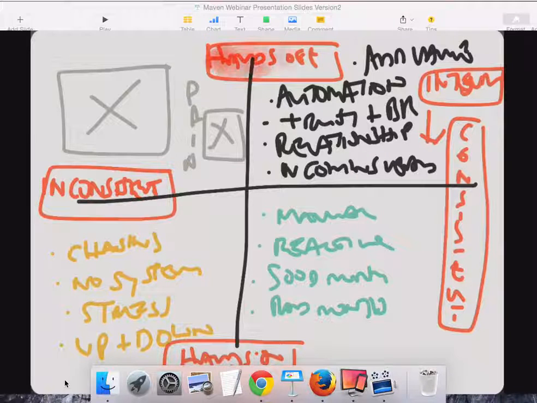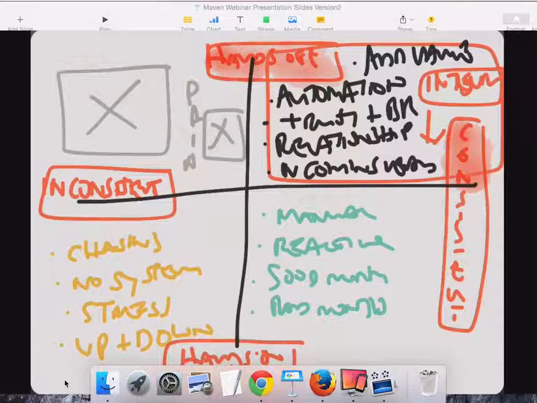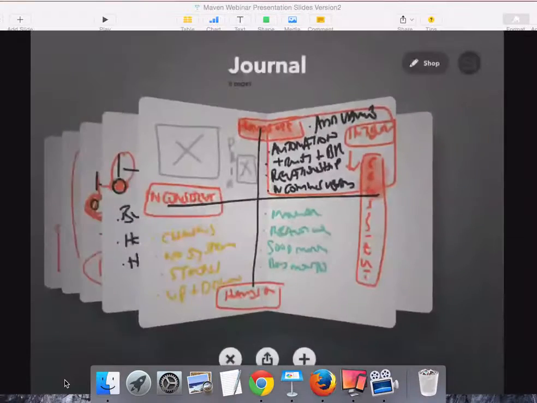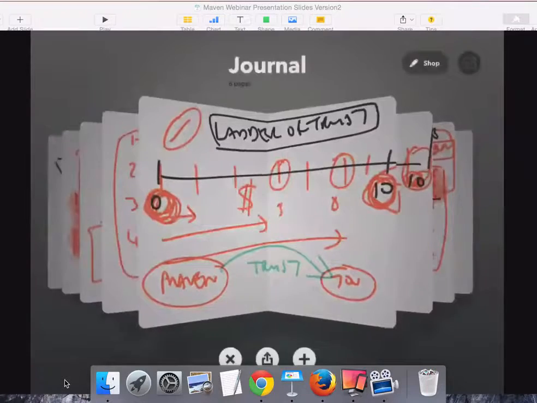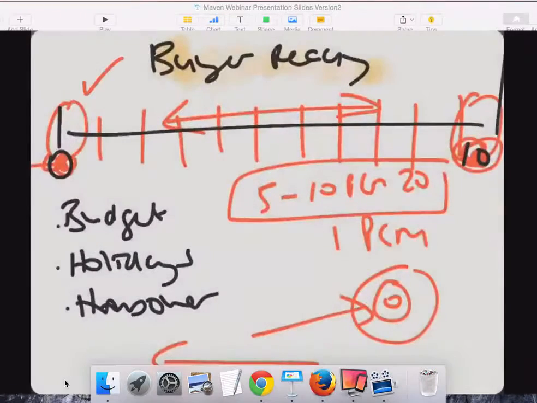So where you want to be is here. You want to be hands off and you want to be consistent. That's where you want to be. You want to be up here. You want to have automation. You want to have relationship building. You want to be seen as a leader. You want to have authority. You want to have that trust. So you want to combine the mavens endorsing you, so you get the ladder of trust. So the mavens endorse you, so the trust element is done. And then you want to be front of mind, so when they're buyer ready, guess who's there? You.